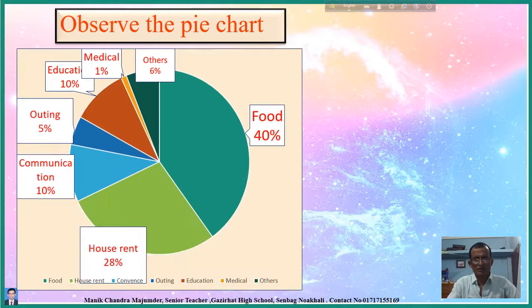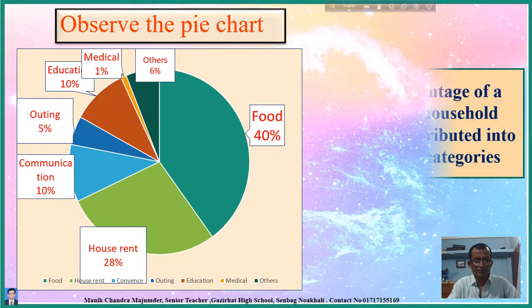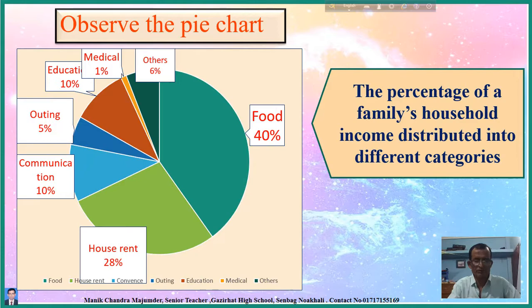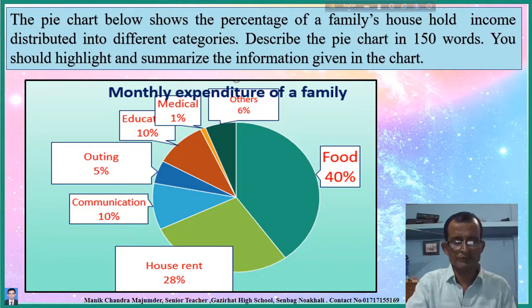Dear students, observe the pie chart. You can see the percentage of family household income distributed into different categories. The householder expend 40% income for food, 28% income for house rent, 10% income for communication, 5% for outing, 10% for education, only 1% for medical, and 6% for others. Dear students, this is pie chart.